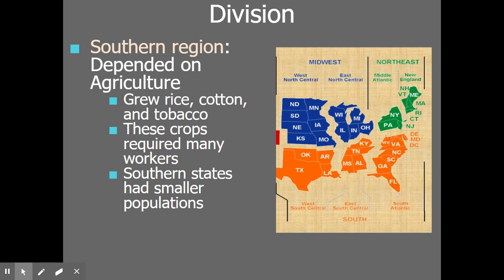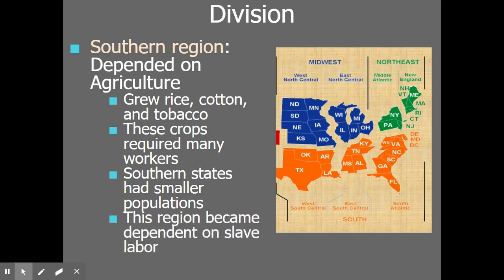Okay. Does that excuse the fact that they turned to slavery? No, it does not. It just gives you an idea of why they felt like it was necessary. So, this region of the United States becomes dependent on slave labor because the more land they buy and the more crops they plant, the more workers they need. There were not enough workers available. And so, to meet the need for workers, they began purchasing slaves and they become dependent on slave labor in order to continue to produce crops at the level at which they were used to producing them.